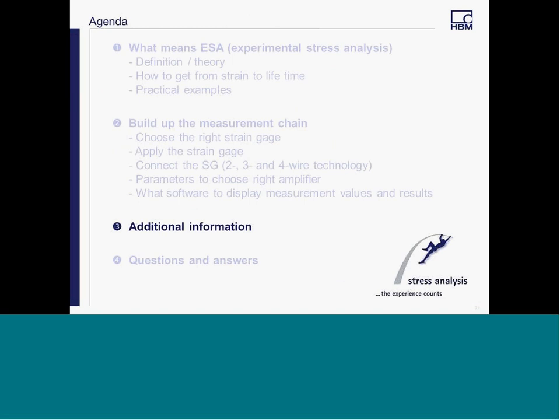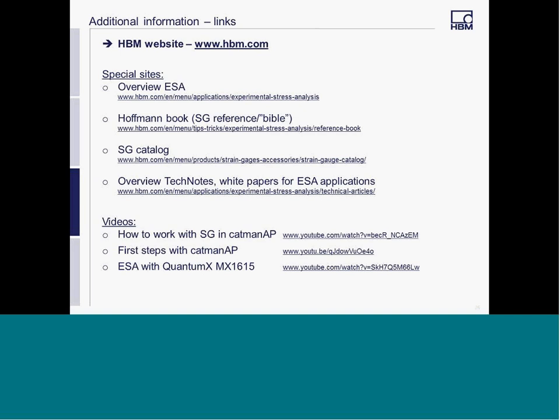So that has been our measurement chain. Then some additional information: where to find more information besides this webinar. Of course, on our website you will get all this information. We have one landing page, I think they call it, the colleagues from the Marcom. It gives you an overview about experimental stress analysis. You can find that under this link.